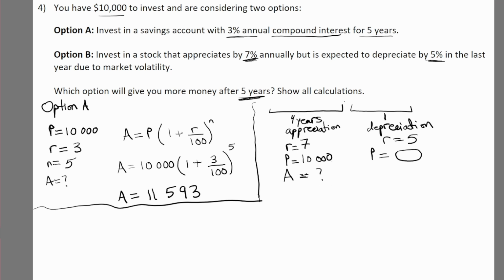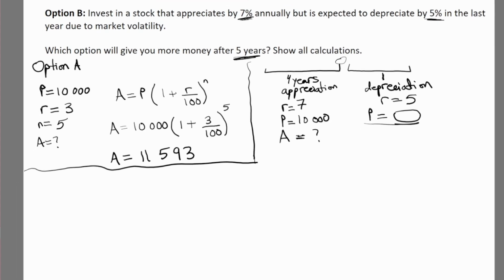At the end of the 4 years, I will have a certain amount of money. It's the final amount for this, and that will be the initial amount for the new depreciation scenario, okay? So now we're going to go ahead and solve this.